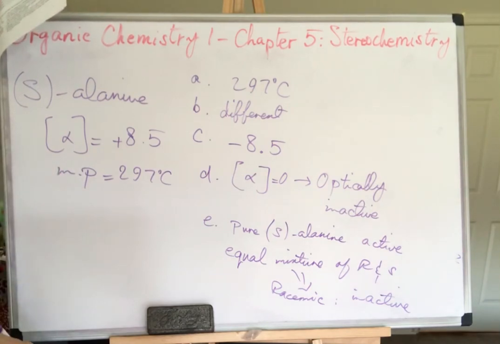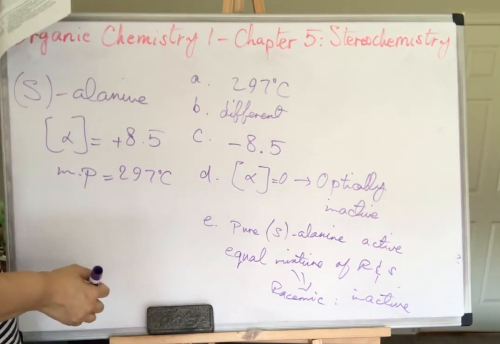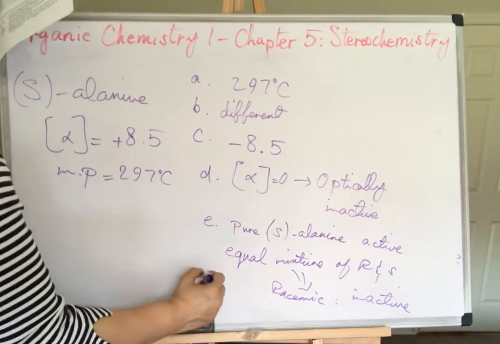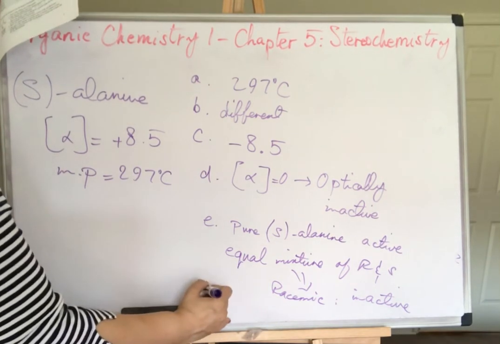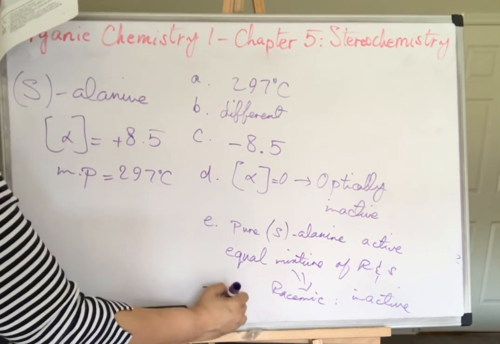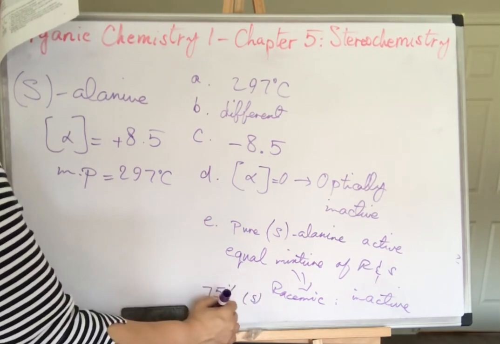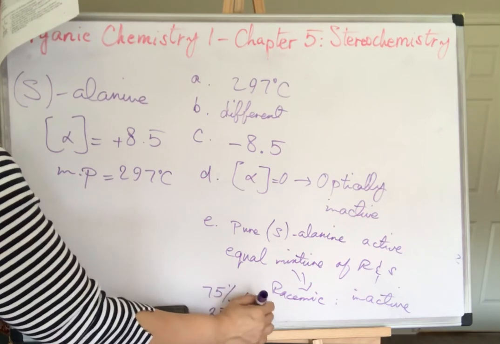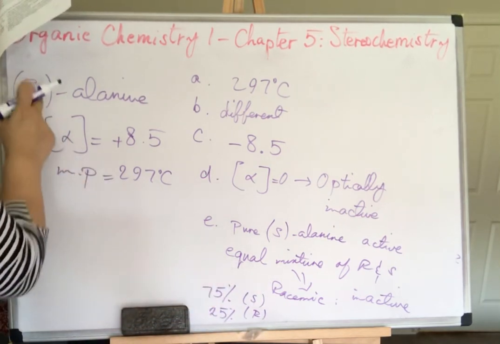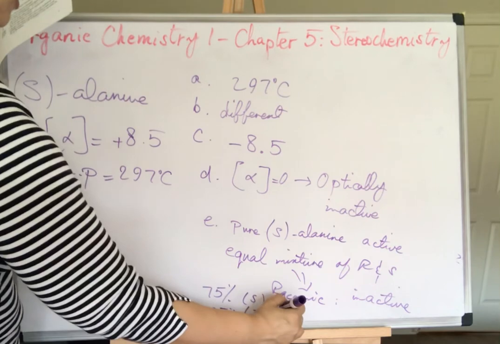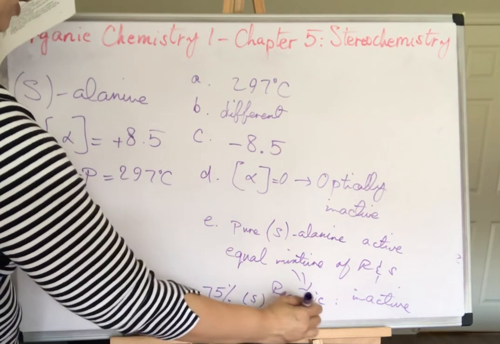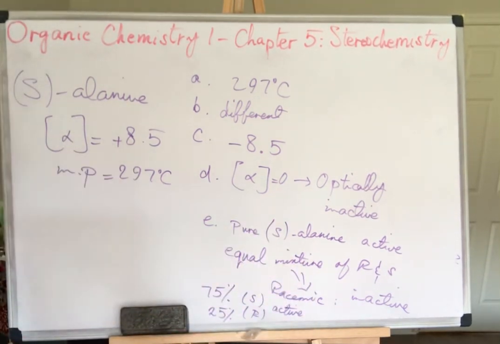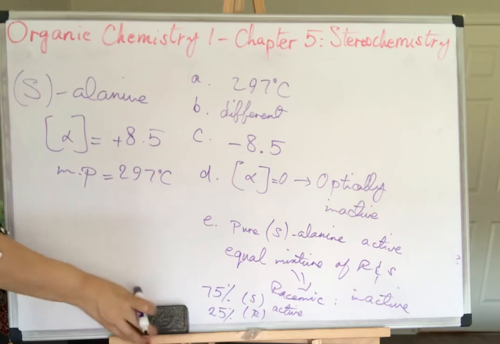A solution that contains 75% S and 25% R. They are not 50-50. So most of the rotation is like S-alanine, and it is active. They cannot cancel out each other. We still have some S-alanine left. Isn't it interesting? The molecules can even play with the light.